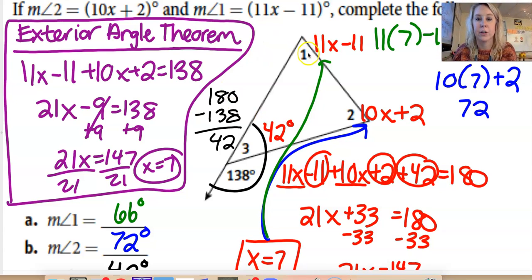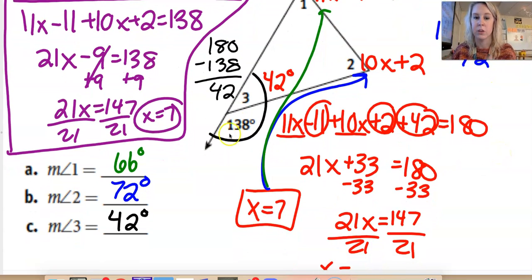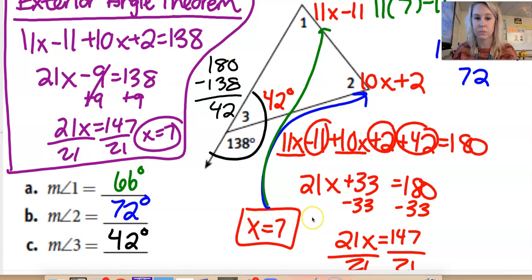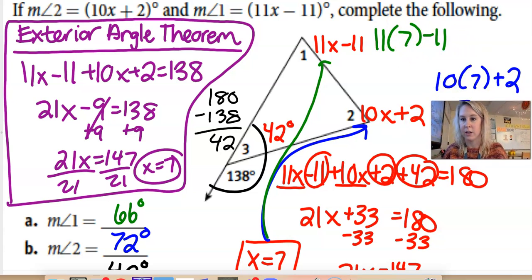Okay, the exterior angle theorem says angle 1 and angle 2 added together, so 11x minus 11 plus 10x plus 2 equals your exterior angle, which is 138. Or you could have said the 3 angles on the inside of the triangle all added together equal 180. Totally up to you, but when you solve them, you get x is 7 regardless. Okay? Once you get x is 7, to find the measure of the angle, you have to substitute, you have to replace. And so I substituted 7 in, so you would say 11(7) minus 11, and then same thing over here, 10(7) plus 2.